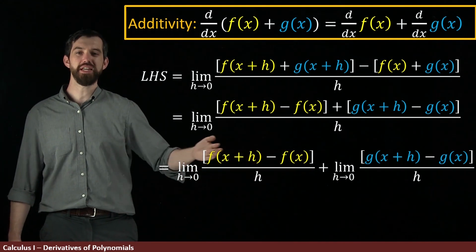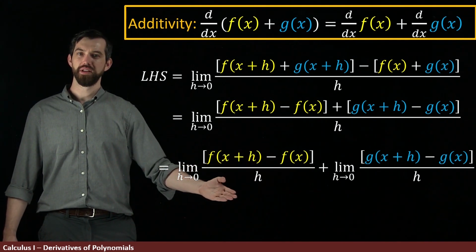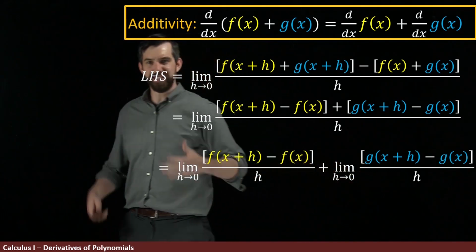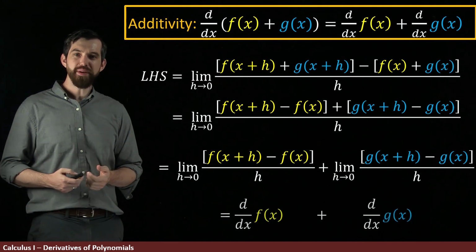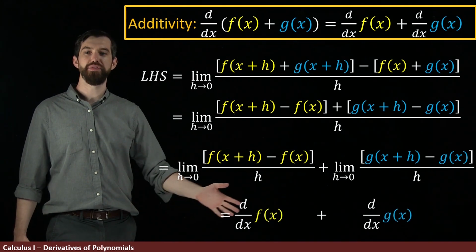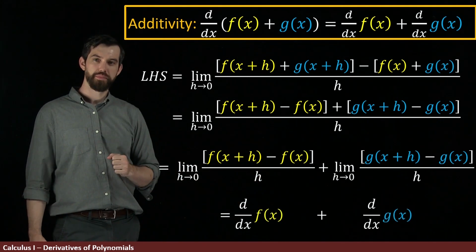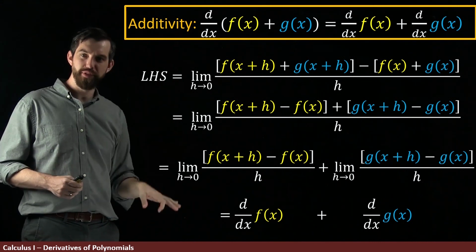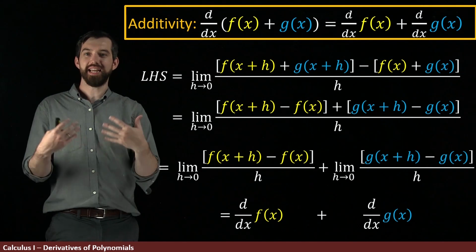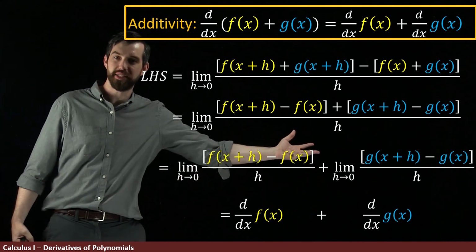This is the definition of the derivative of f. And then the same process over here, that's the definition of the derivative of g. And so I'm going to say that this is equal to the derivative of f plus the derivative of g. Now, I should add as a caveat that as we've gone through this process, what we need to have is that both of these limits exist.